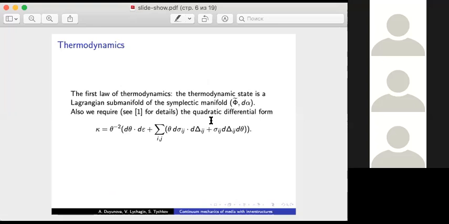Now we may reformulate the first law of thermodynamics by saying that the thermodynamic state is a Lagrangian submanifold of the symplectic manifold phi tilde with a structure form d alpha. So instead of Legendrian manifold, now we consider Lagrangian submanifold. And if we are given a Lagrangian manifold L tilde, the corresponding Legendrian manifold may be reconstructed up to the translation along the s-axis. It means that entropy as a function is defined up to some constant.